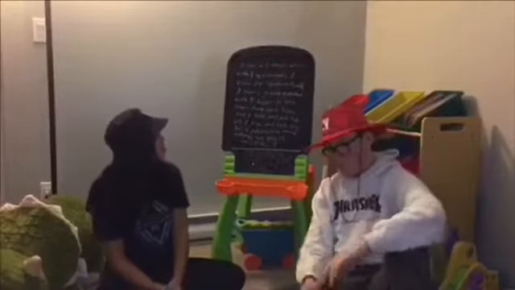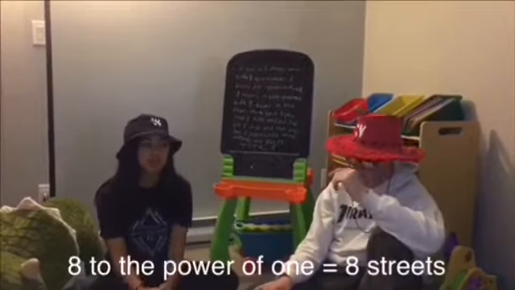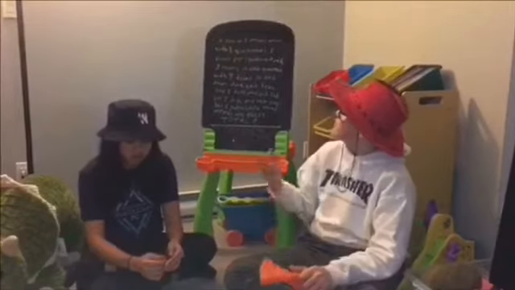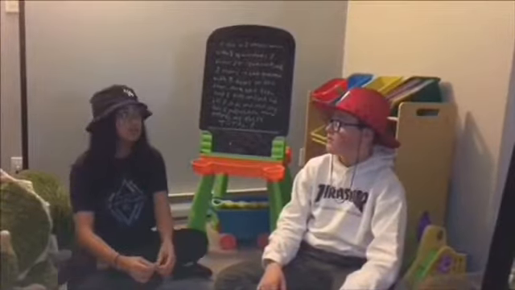Okay, so to solve this problem, the total number of streets is equal to one set of 8, which is equal to 8 to the power of 1, which is equal to just 8 streets. So pretty much, if you were going to talk about the 8 streets, that'd just be one set of 8, which is also known as the number 8. Okay, so that would equal 8 streets.